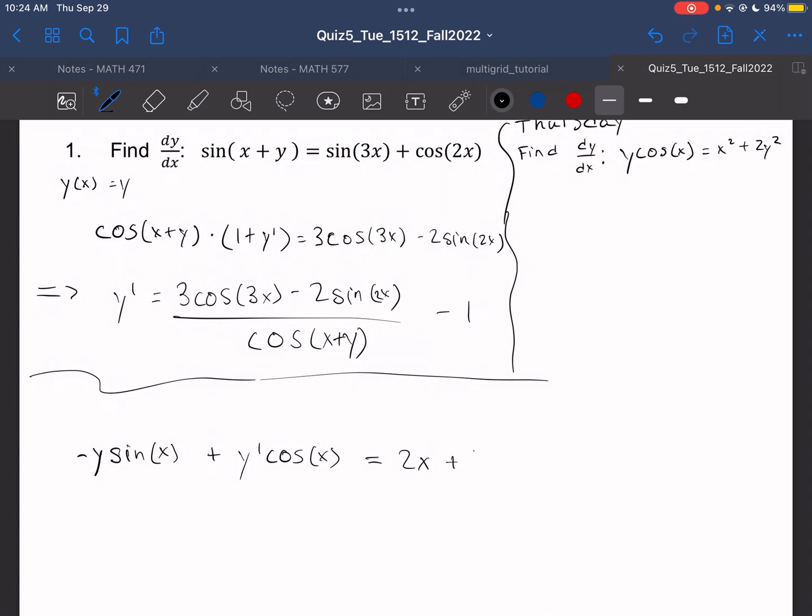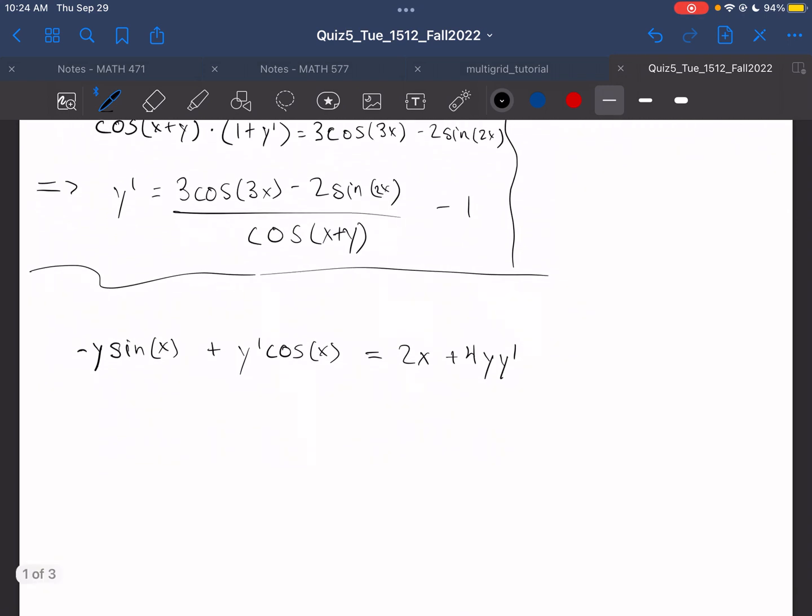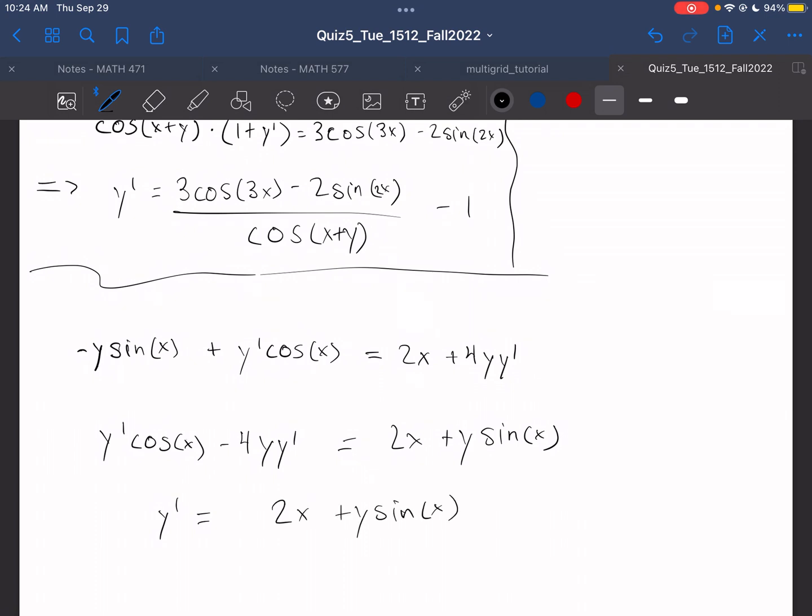So then 2x plus 4y, and the derivative of y with respect to x is y prime. So then we need to solve for y prime. So then we have y prime cosine of x minus 4y y prime equals 2x plus y sine of x. So solving for y prime, we have y prime equals (2x plus y sine of x) divided by (cosine of x minus 4y). And that is the answer for the Thursday quiz.